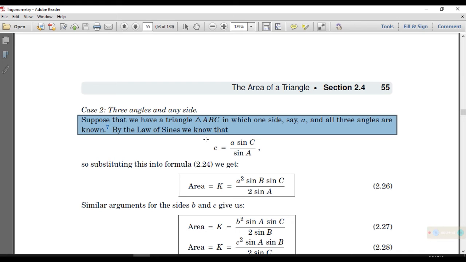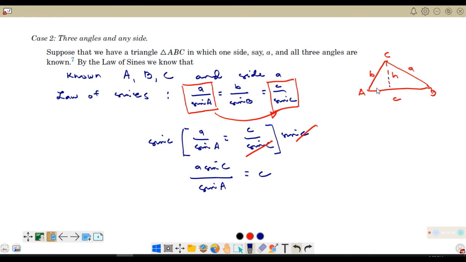Now, hanap na tayo ng mga value natin for the area. So, consider ulit natin ito. Kung alam na natin ang value ni A, at this time, alam na rin natin ang value ni C, which is the base. Pwede na natin makuha ang value ni H. Ano ang value ni H?